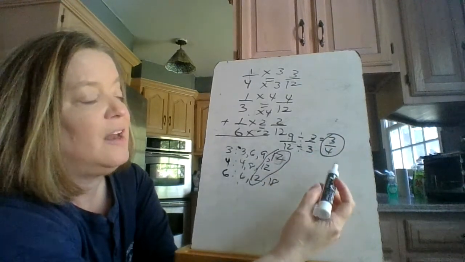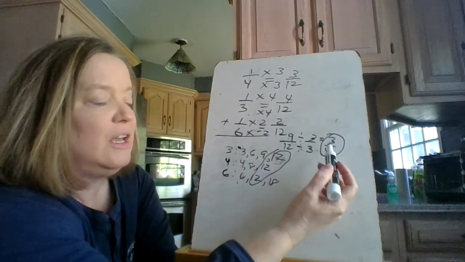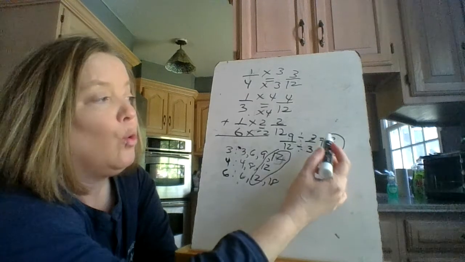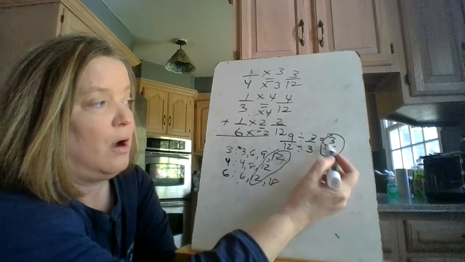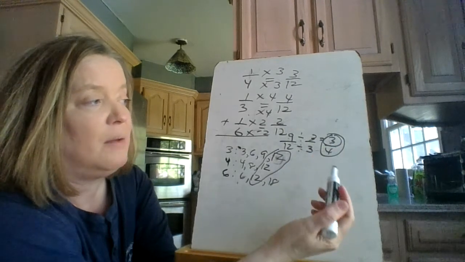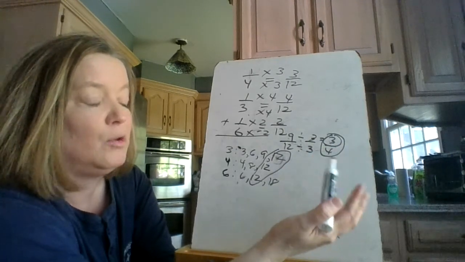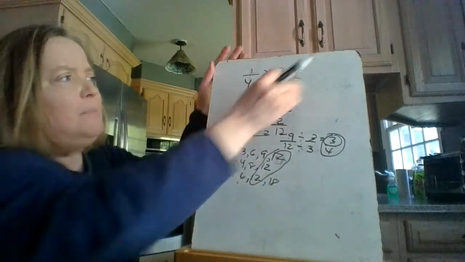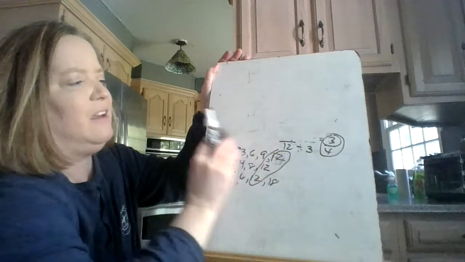This is fully simplified. And I'll know that because usually you're in lowest terms if either your numerator is 1 or if one of these numbers is prime. And in this case, 3 is prime. The only way I can get 3 is by multiplying 1 times 3. Okay, so that's 2 examples that we're doing with adding fractions.